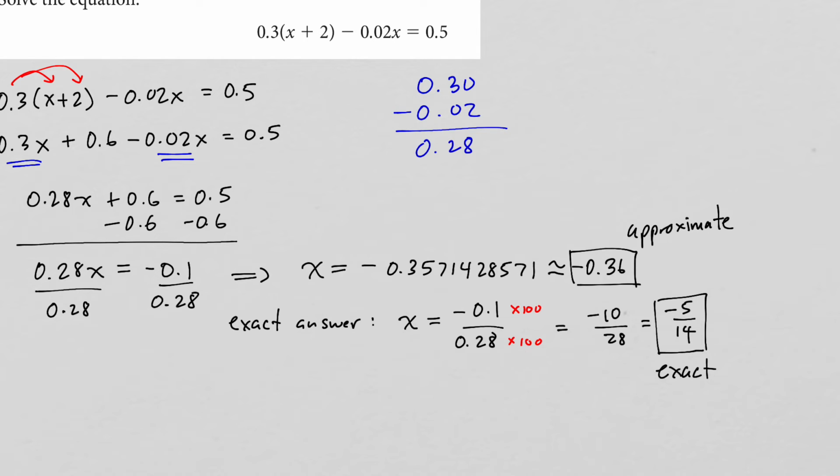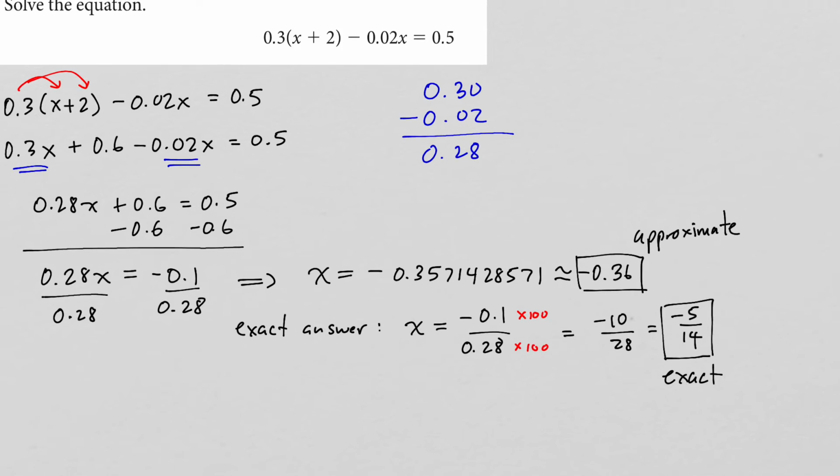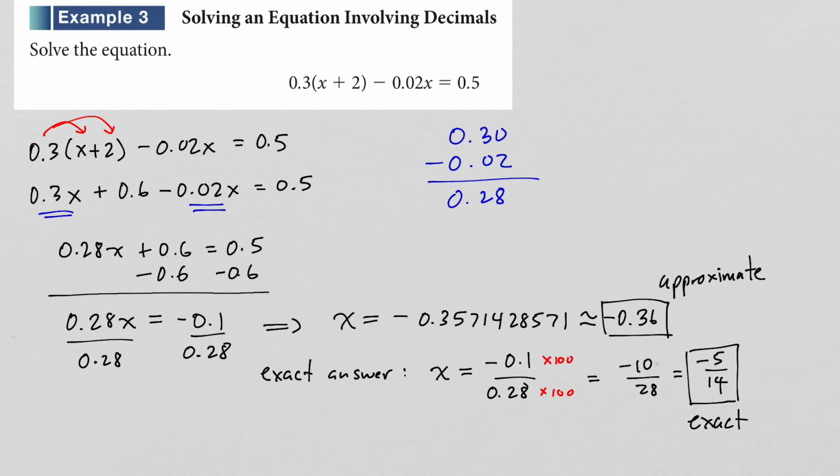And it's really important when doing homework to pay attention to what they ask for in your answer. In this case, they don't specify whether they want the exact or approximate answer, but in a lot of homework online systems, they will tell you how they want the answer.